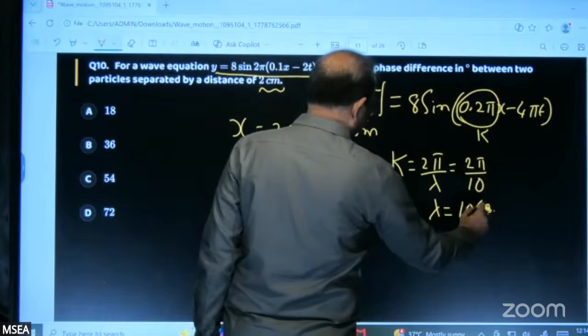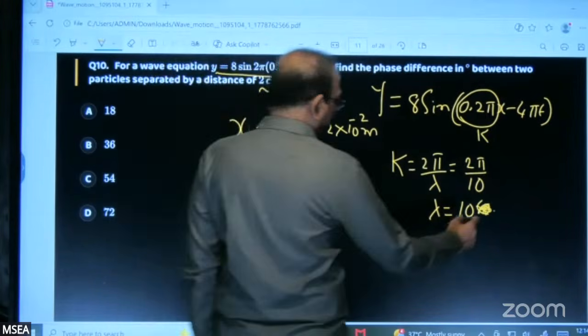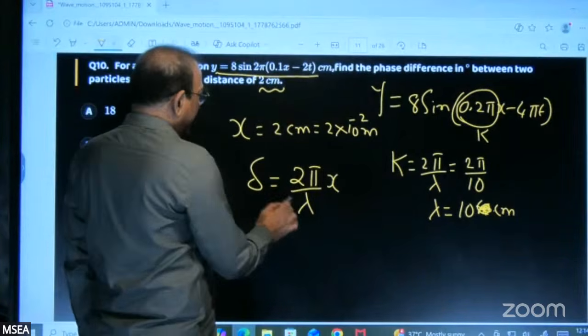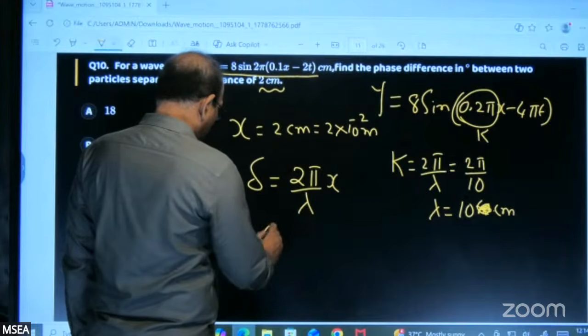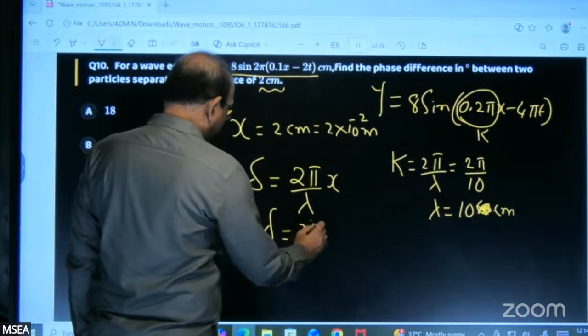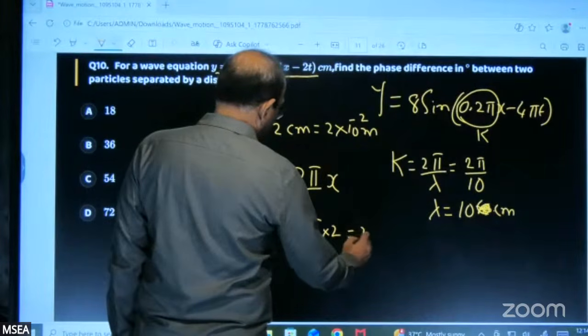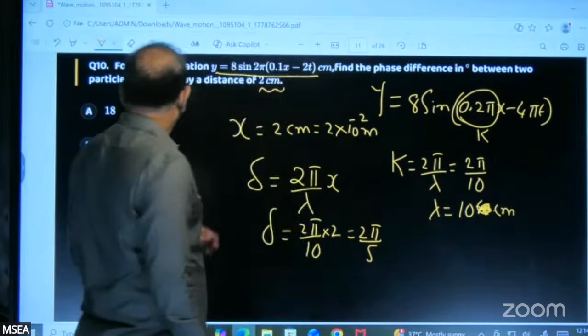centimeter. Here see, the unit centimeter is given here. So lambda is 10 centimeter, and this is 2 centimeter. So what you will get? 2 pi by 10 into 2. That is 2 pi by 5 radian.